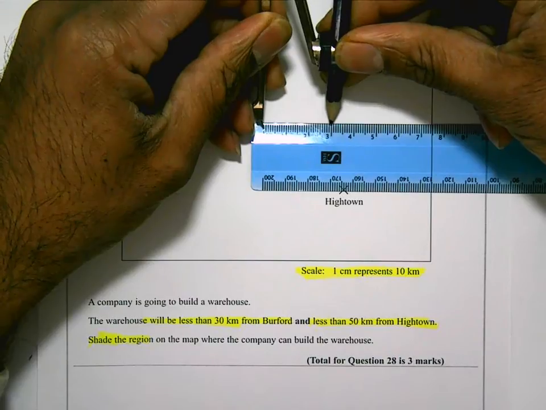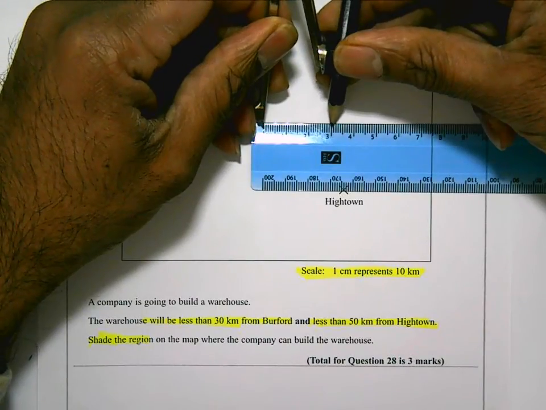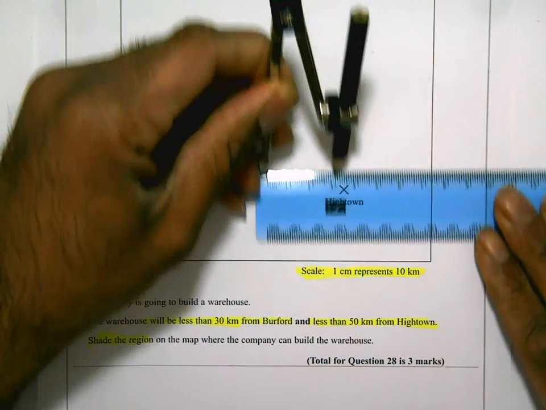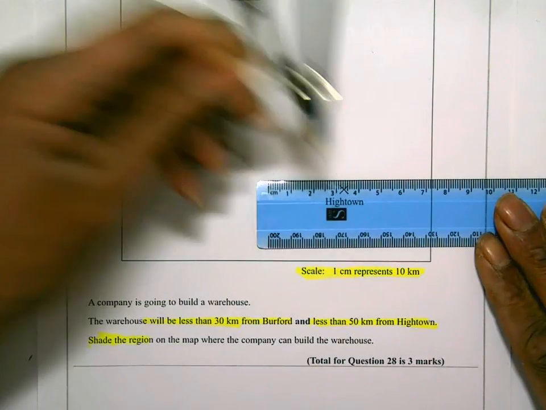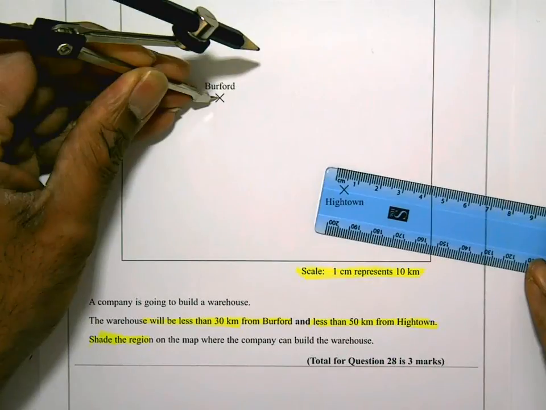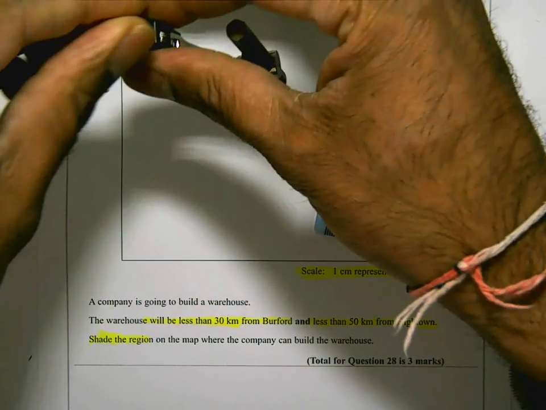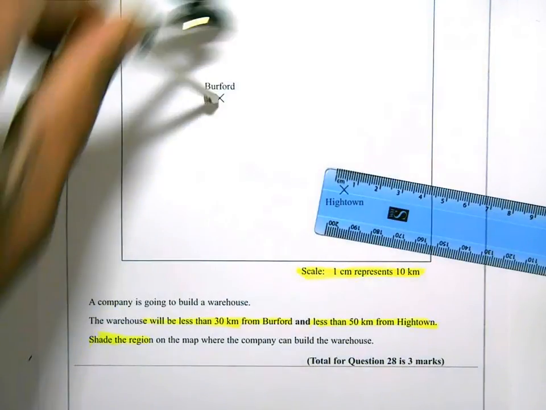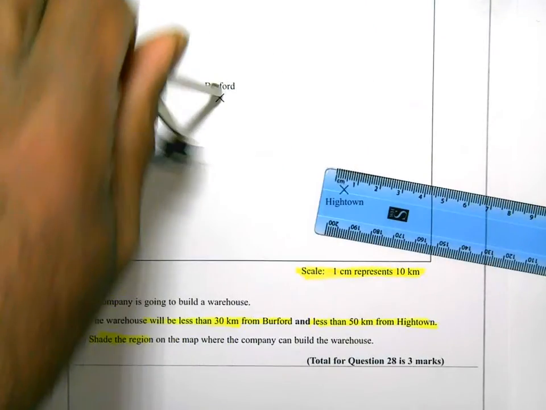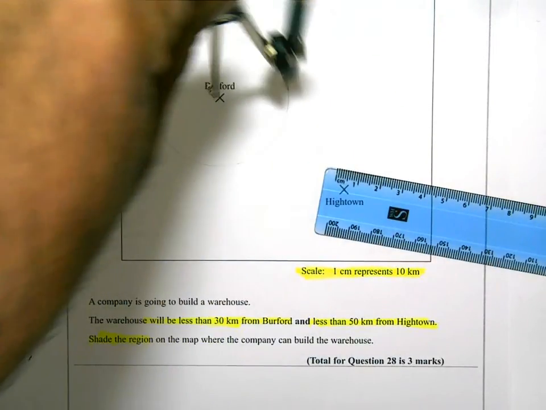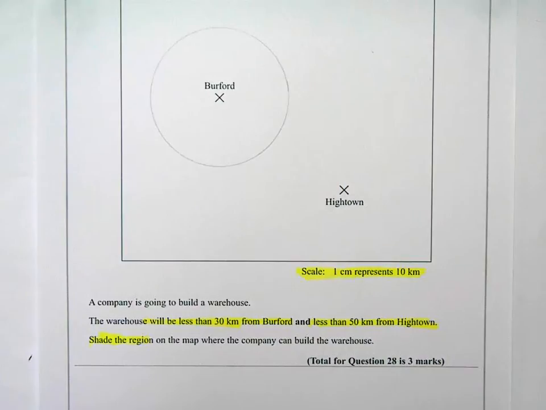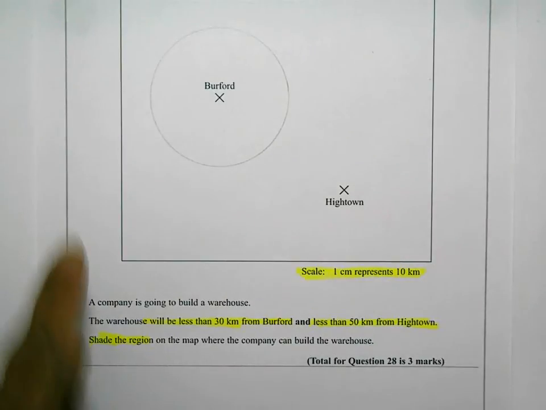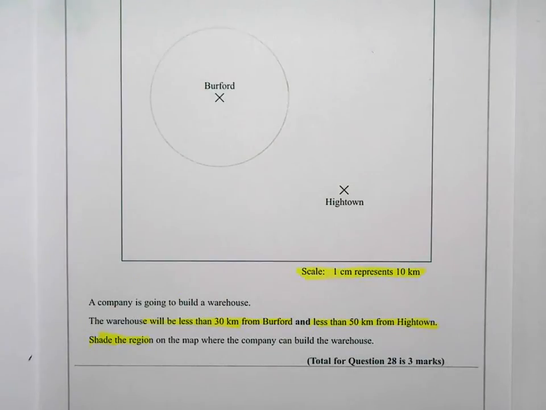Now make sure you're really careful with this as you go along. So that there, you can see that better. Yep, that there is exactly 3 centimeters, and the warehouse could be anywhere, right? But it has to be less than 30 kilometers from Burford. Now, there's my circle there to show that anywhere inside of that circle they can have the warehouse.